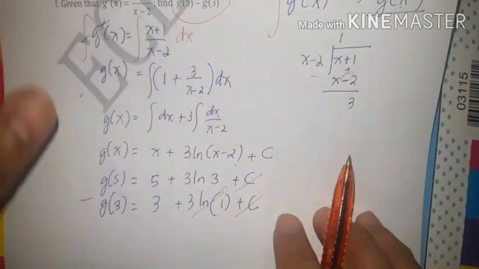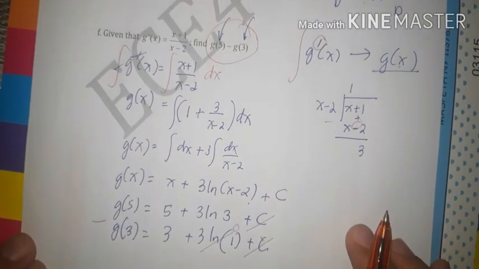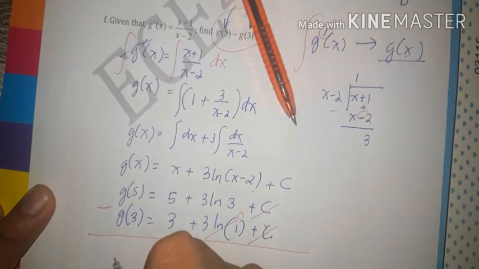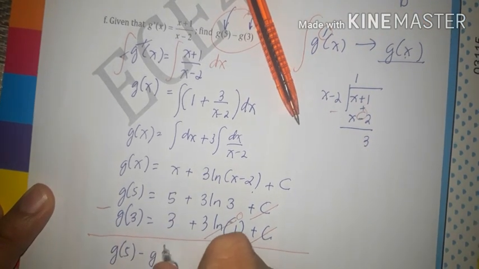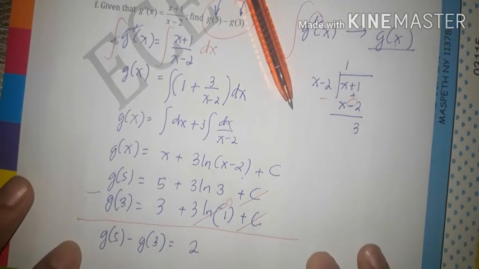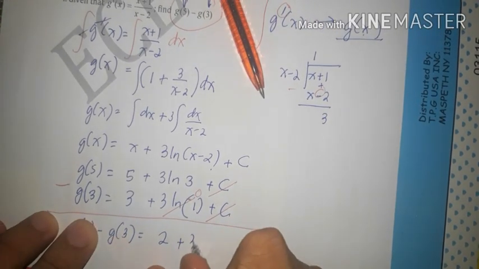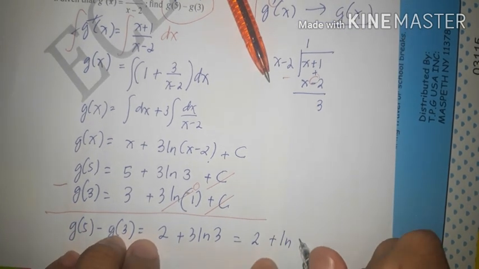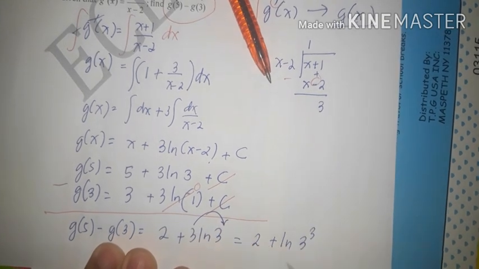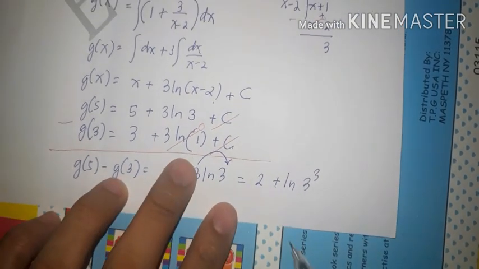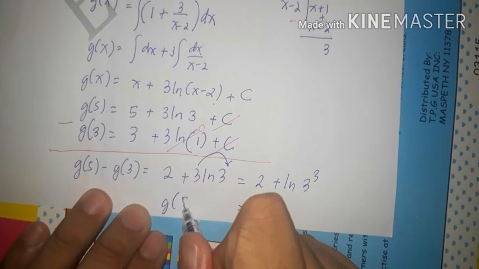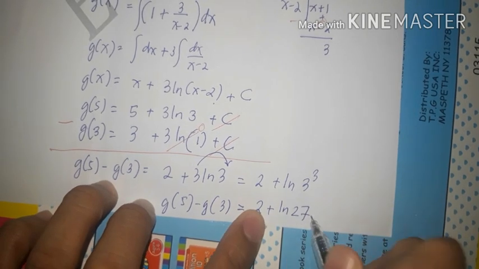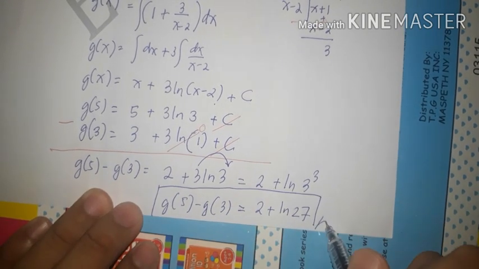So subtracting the two, that c cancels out, giving you g of 5 minus g of 3 is equal to 5 minus 3, which is 2, plus 3 ln 3. Or that is equal to 2 plus ln of 3 cubed, because that 3 becomes the exponent of 3. Then finally, g of 5 minus g of 3 is equal to 2 plus ln 27. So that will be our final answer.